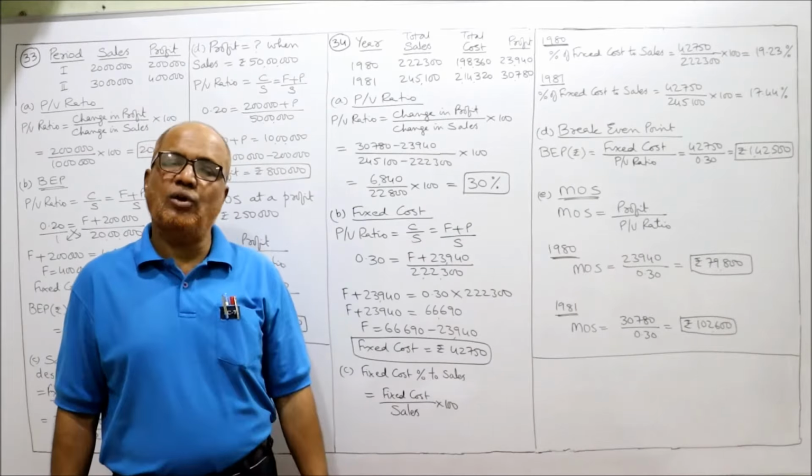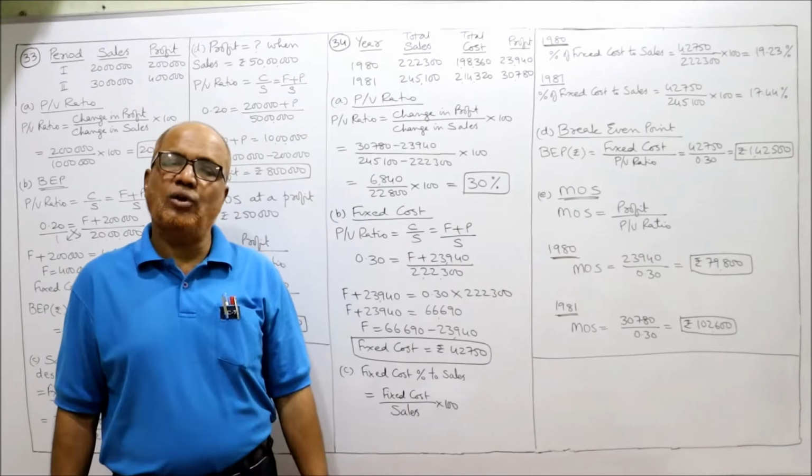Fixed cost 42,750. Fixed cost will remain the same in the first year as well as the second year. Sales will change. Second year sales are 245,100. So denominator 245,100 into 100, 17.44. Then break even point. 3 points, 3 questions over.